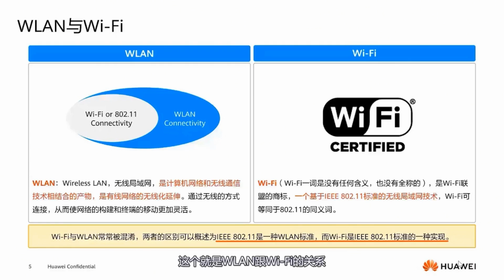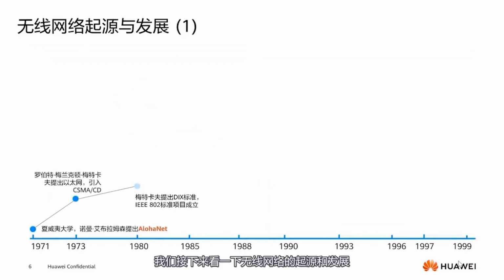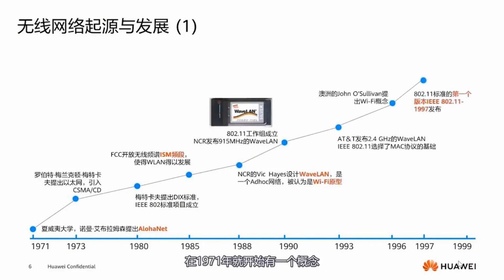Let's move on to look at the origins and development of wireless networks. First, a long time ago, in 1971, there was a concept, AlohaNet, which can be considered an early form of wireless local area network, including 7 computers, using a bidirectional star topology across 4 Hawaiian islands, with the central computer placed on Oahu Island. From this point on, wireless networks can be said to have officially been born. In 1973, the concept of Ethernet was introduced, with carrier-sense multiple access with collision detection. In 1980, the IEEE 802 standard was established, and Wi-Fi did not begin to develop significantly at this time.